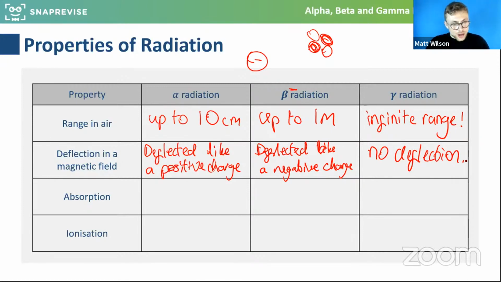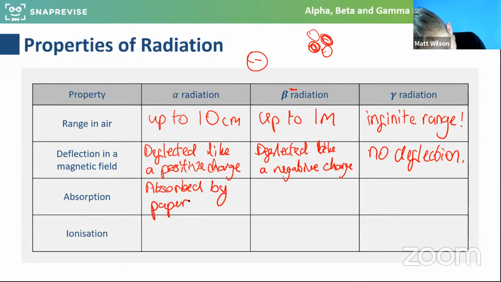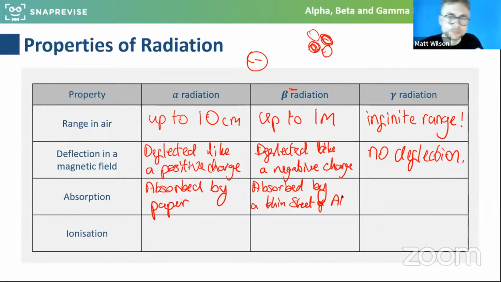Okay, so alpha radiation can be absorbed by paper. Beta radiation can be absorbed by a thin sheet of aluminium. Yeah, or wool.